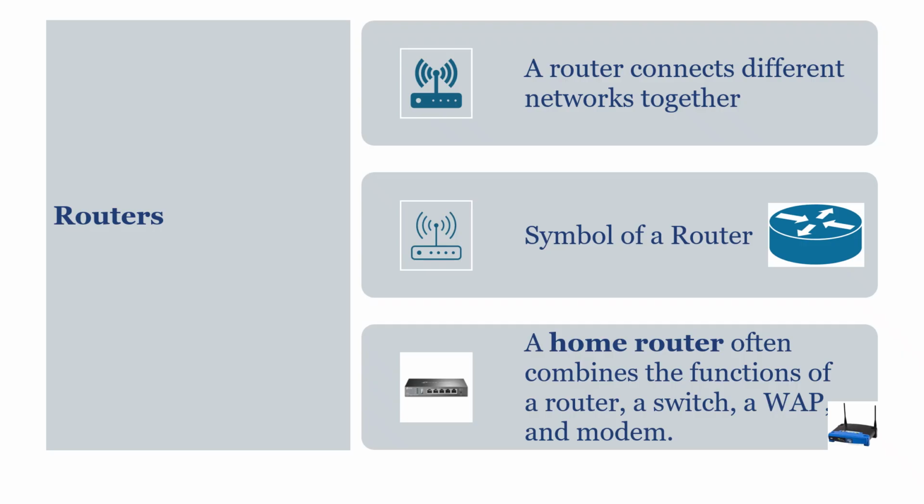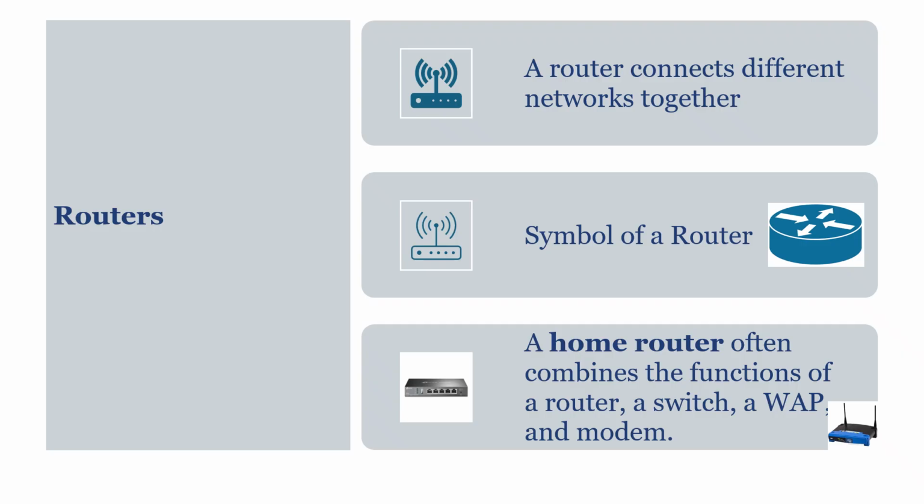A router connects different networks together. This means that once you see a router in a network, it simply means that you have two different networks. Could be the internet or your own different network.